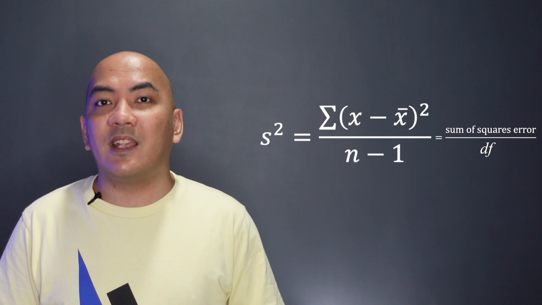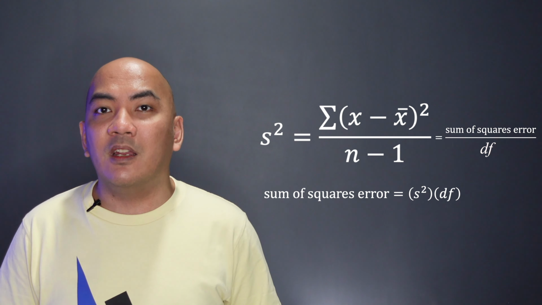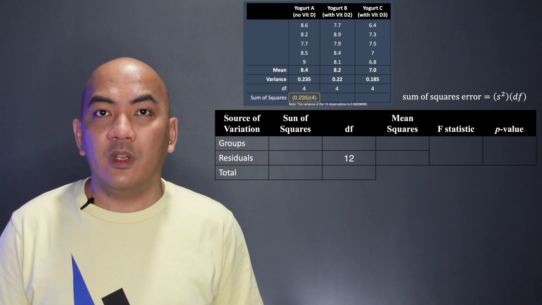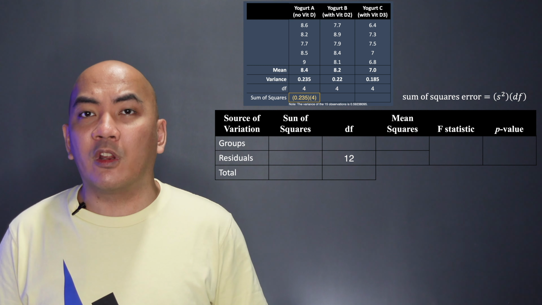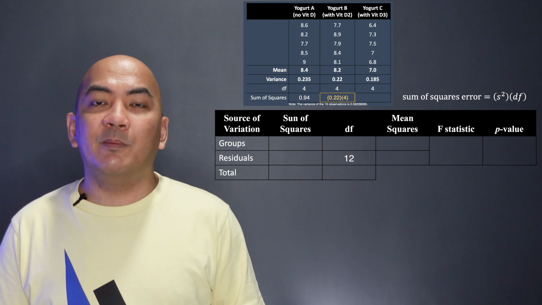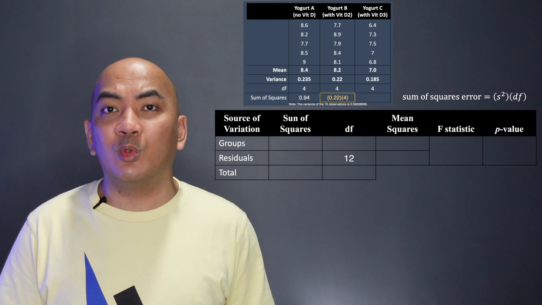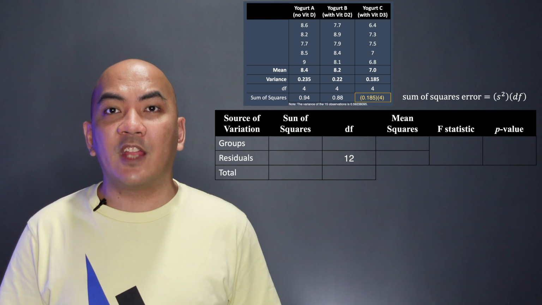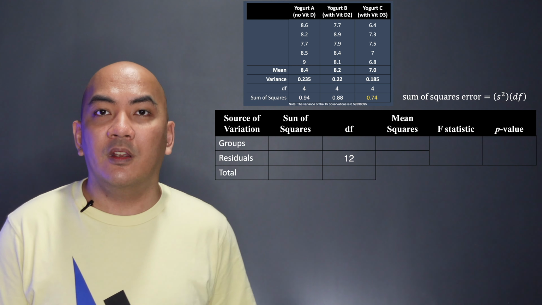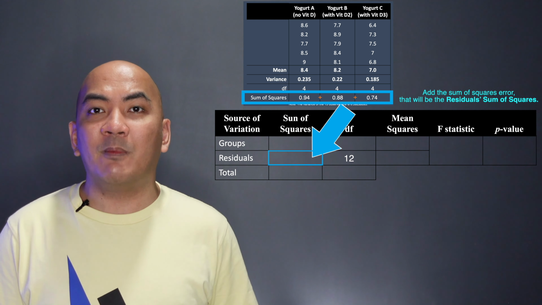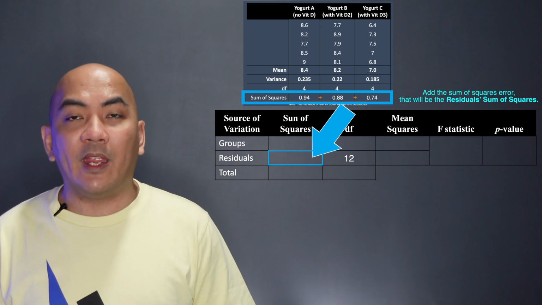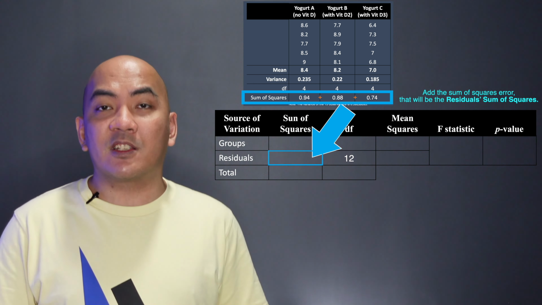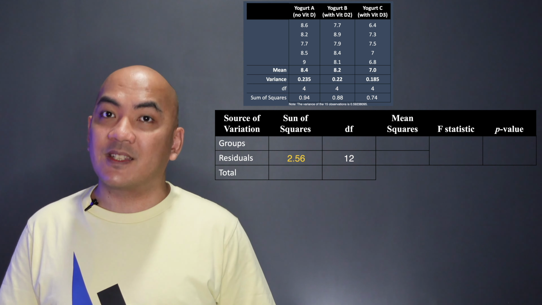So if you need the sum of squares error, all you have to do is multiply the sample variance with the DF. So the sum of squares of the first group is 0.235 times 4, which is 0.94. And similarly, for the second group, we have 0.22 times 4, which is 0.88. And for the third group, we have 0.185 times 4, which is 0.74. And similarly, we just have to add those sums of squares, and that will be the sum of squares in the residuals row. So that's 0.94 plus 0.88 plus 0.74, which gives us 2.56.